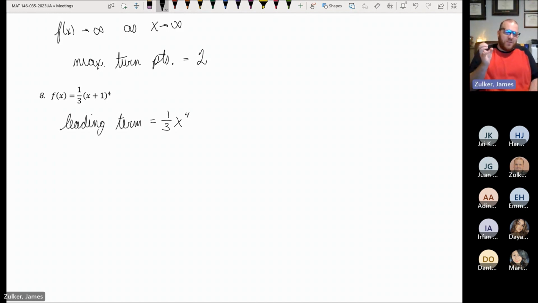So x plus 1 to the 4th power, that's not in standard form. You have to expand out x plus 1 to the 4th first. But since we only care about the leading term, all I care about is, what's the first term of the expansion of x plus 1 to the 4th? x to the fourth. Now times that by that 1/3. That's why your leading term is a third x to the fourth. Does that make sense?